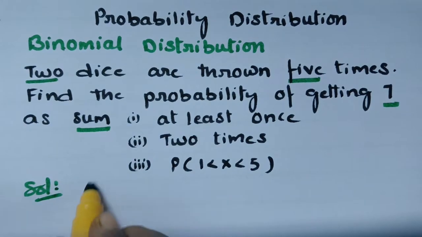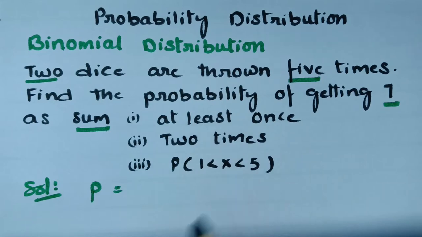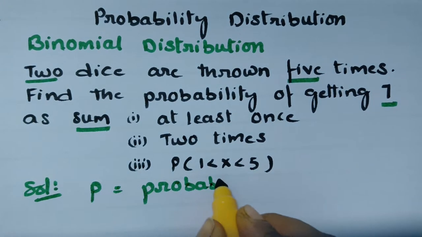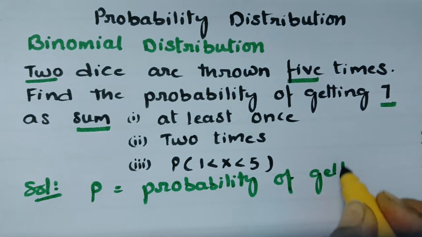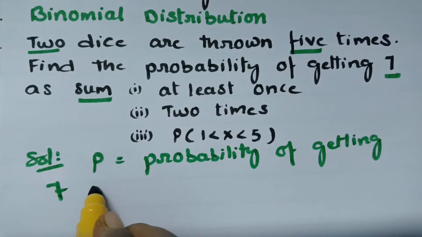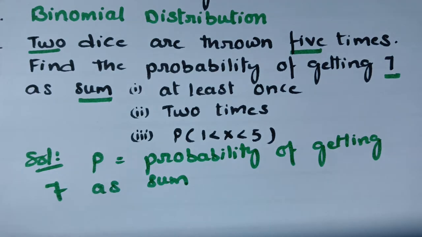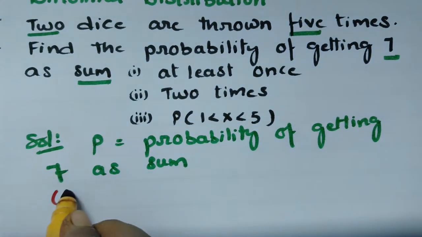First, P is nothing but the probability of getting 7 as sum when 2 dice are thrown. So, what are the chances of getting sum as 7 when 2 dice are thrown?